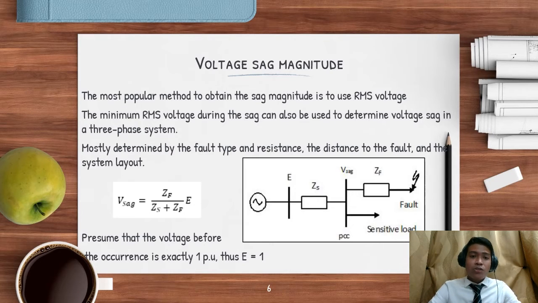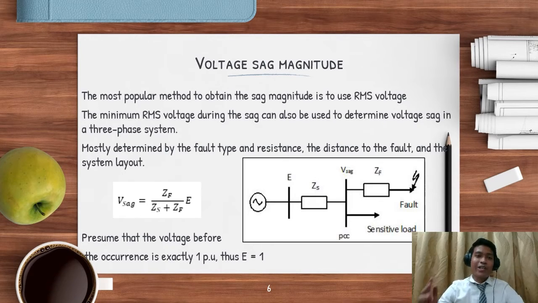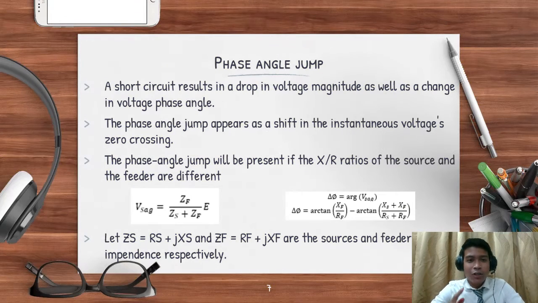The figure below shows the voltage divider model. ZF is the impedance between the PCC and the fault, while ZS is the source impedance at the PCC. The voltage sag at the PCC equals the voltage sag at the equipment terminal and can be found by using this formula. We assume that the voltage before the sag is exactly 1 pu, thus E equals 1. Okay, next for the phase angle jump.